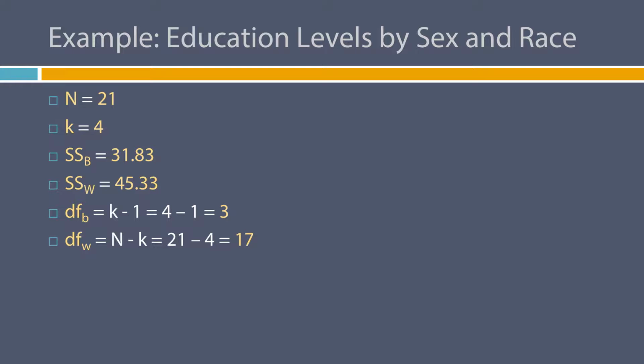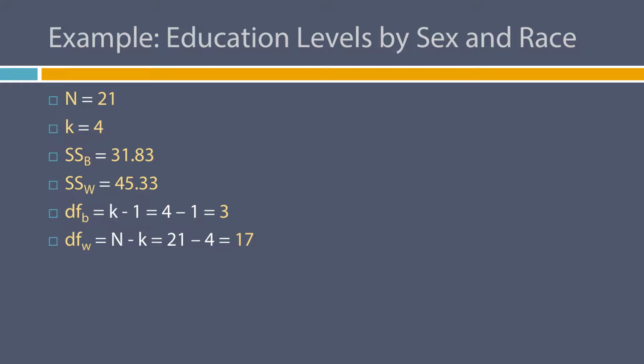So let's assume here that we have 21 people. So n equals 21. And this is the total number of people that exist across our groups. We have 4 groups here. So we have a group of 5, a group of 5, a group of 5, and a group of 6.